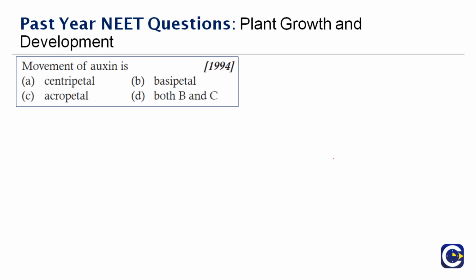Movement of auxin is dash. You're given 4 options here, and this question was asked in the year 1994. Here you have centripetal, basipetal, acropetal, both B and C. The correct answer is both B and C. Why? If you see auxins, what is auxin first? It is a growth factor, or you can say a factor which helps in plant development, right?